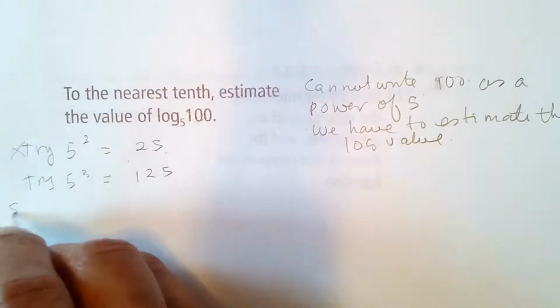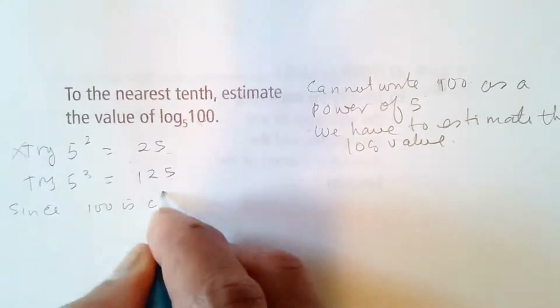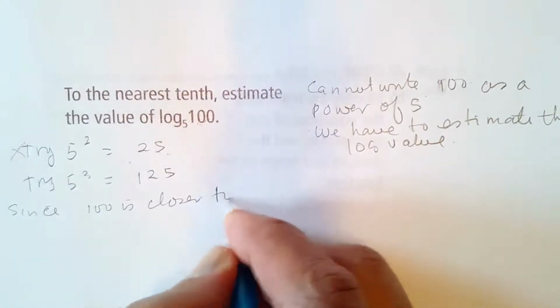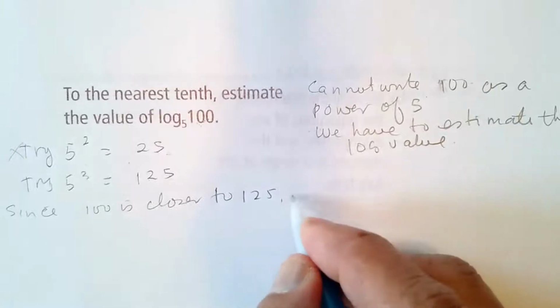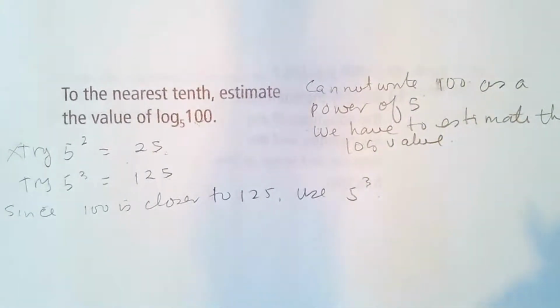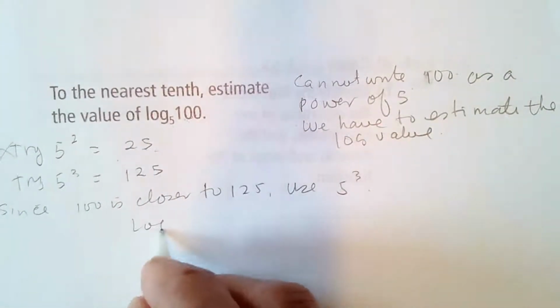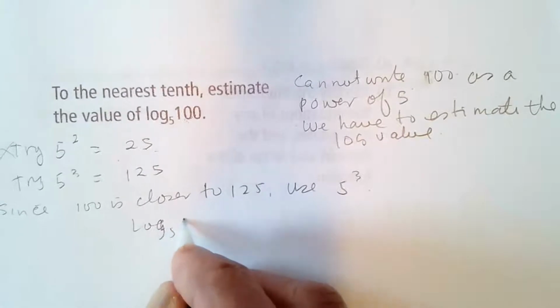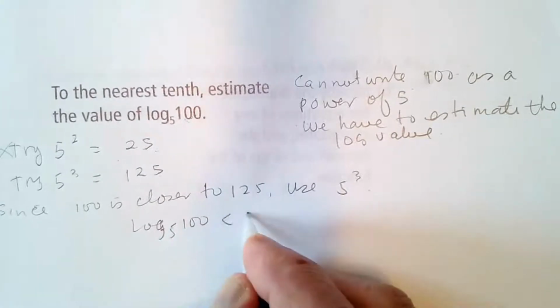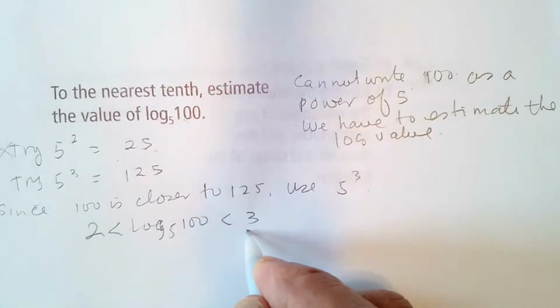So since 100 is closer to 125, use 5 to the power of 3. So we can conclude that log base 5 of 100 is between 2 and 3, but it's much closer to 3 than 2.